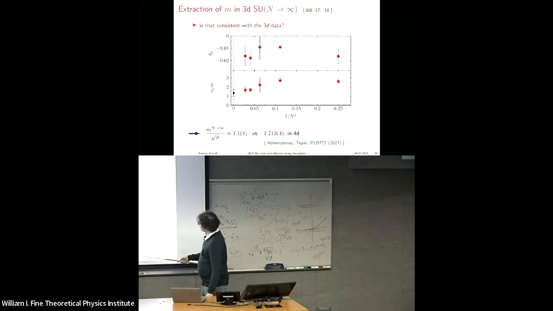So there is a slight difference here, but if you take this value at face value, the difference is not so huge. One also has to say that this is not continuum extrapolated, while this is continuum extrapolated, and the continuum extrapolation actually brings the mass down. Okay, so it's quite conceivable that the mass at least is similar in 3 dimensions and in 4 dimensions, and that we are really looking at a similar state here.